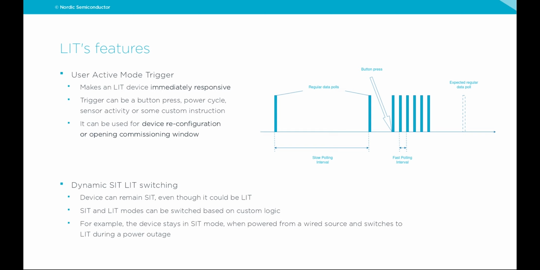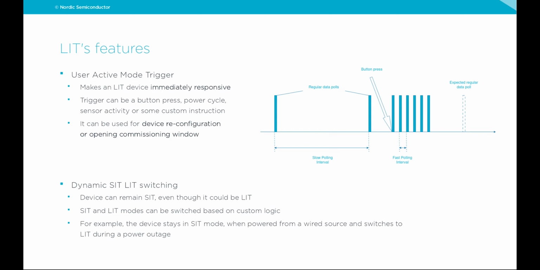Another useful and mandatory LIT feature is the user active mode trigger. So you can imagine that you have your LIT working with a single client, but at some point you would like to, for example, commission it to the second fabric or change its configuration. As the slow polling interval may be very long, you will not be able to reach it just now, which is not convenient. The user active mode trigger feature allows you to make the device immediately responsive using some trigger that does not come from the network. For example, it could be a dedicated button press, power cycle, or some sensor activity.